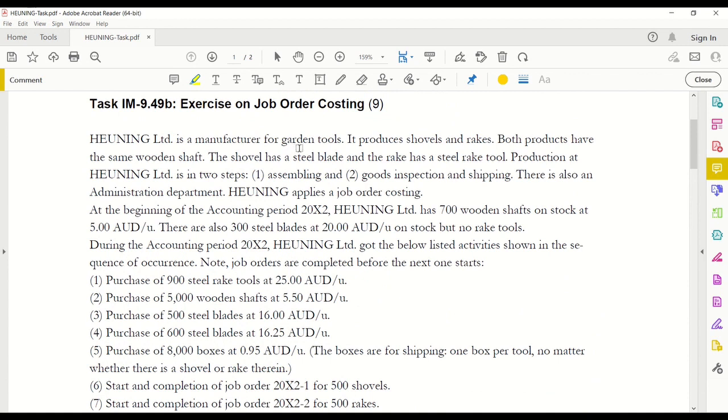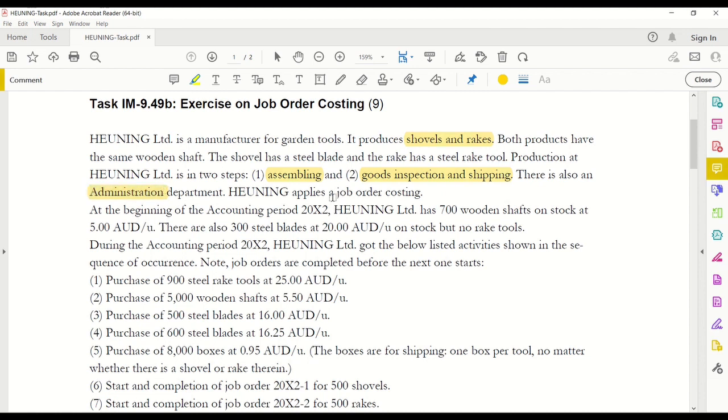HEUNING is a manufacturer of garden tools. It produces shovels and rakes. Both products have the same wooden shaft. The shovel has a steel blade and the rake has a steel rake tool. We will call this steel rake tool the claw. Production at HEUNING is performed in two steps. The first one is the assembling department, and the second one is the goods inspection and shipping. There's also administration.